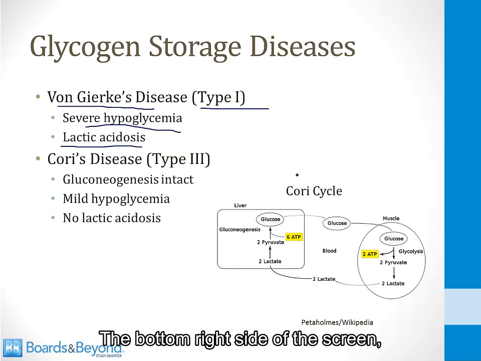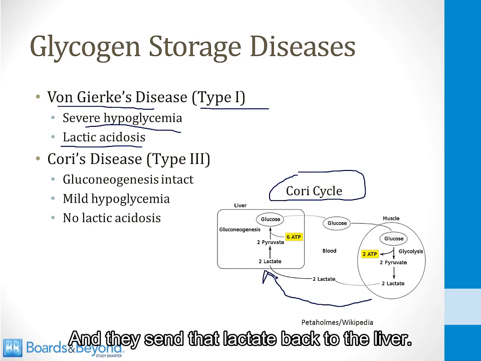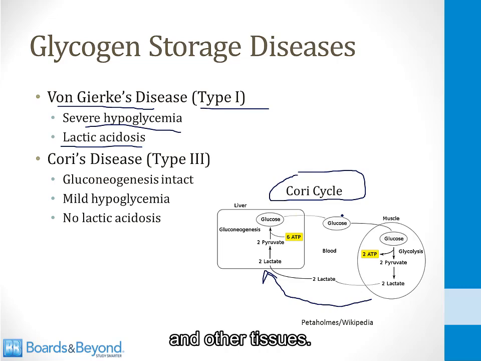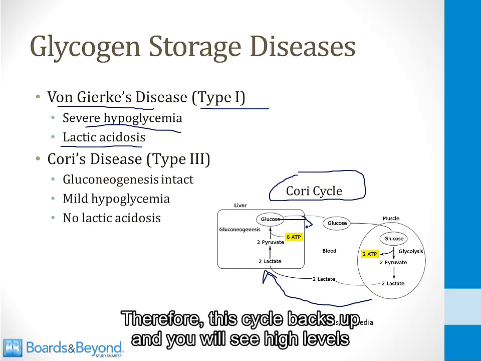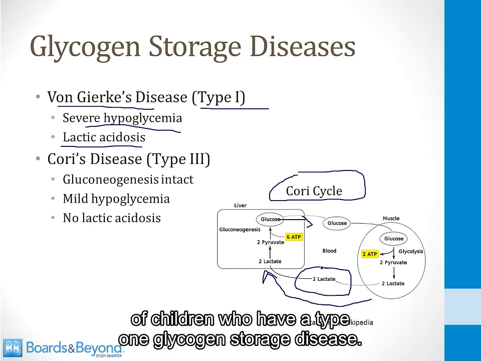On the bottom right side of the screen, I have a drawing of the Cori cycle. Muscle cells and other cells produce lactate, and they send that lactate back to the liver. The liver converts it into glucose and then sends glucose back to muscle cells and other tissues. If gluconeogenesis cannot occur, then the liver cannot export the glucose. Therefore, this cycle backs up, and you will see high levels of lactate and a lactic acidosis in the plasma of children who have a type 1 glycogen storage disease.